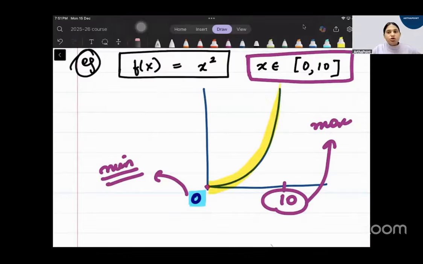Is it clear? So sometimes this property may turn out useful for you. Okay, so अब ये question I leave it to you to check.